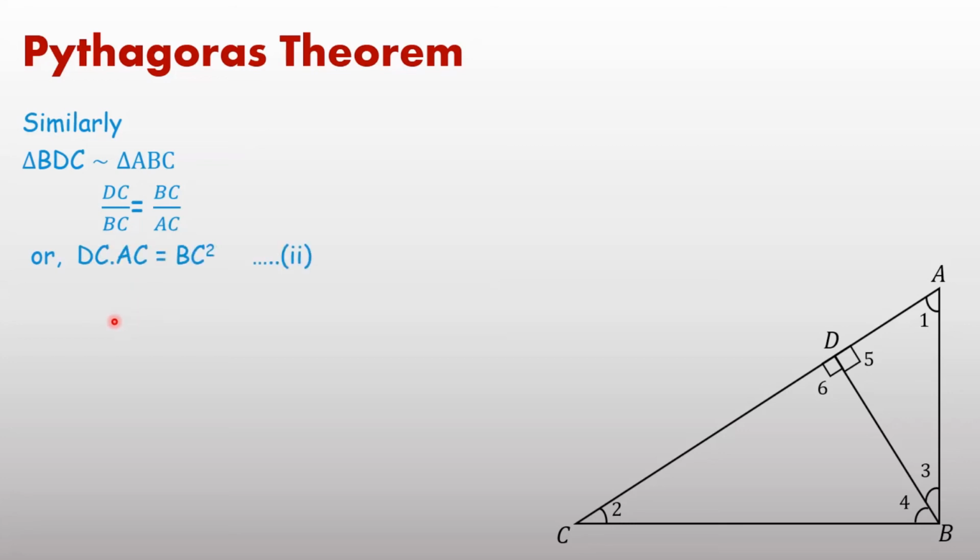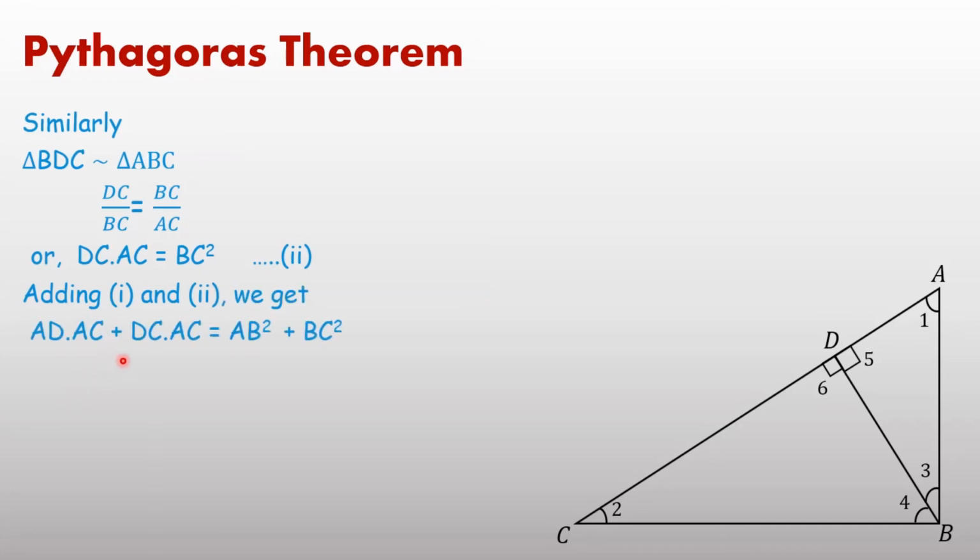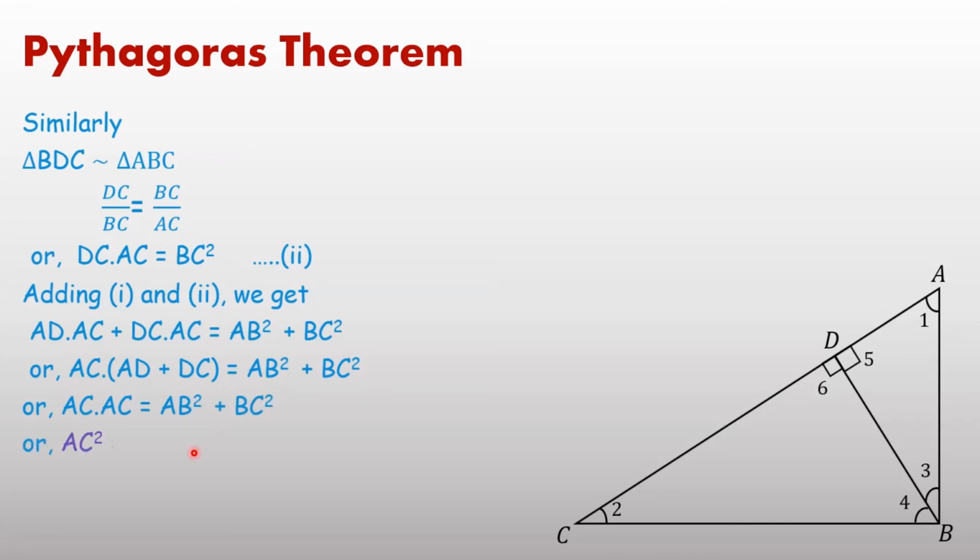Equation second. Add first and second equations. We will get the result AD into AC plus DC into AC equal to AB square plus BC square. AC is common. AC into (AD plus DC) equal to AB square plus BC square, AC into AC, or after simplification we will get AC square equal to AB square plus BC square. And that is the proof of this theorem, means Pythagoras theorem.